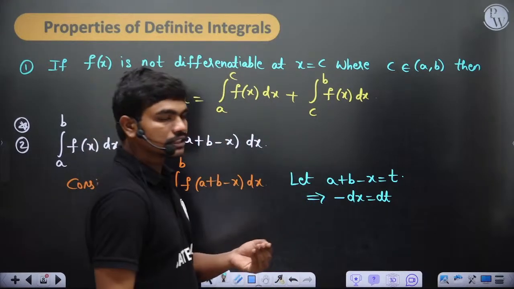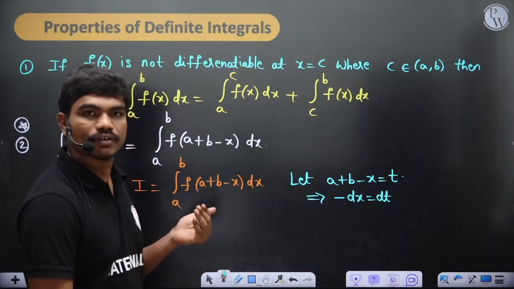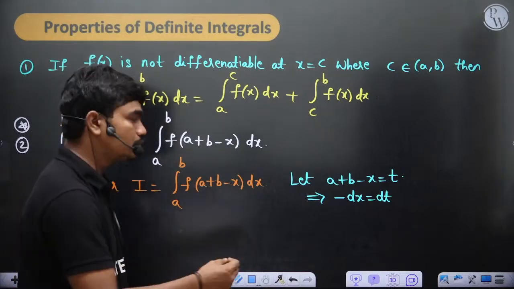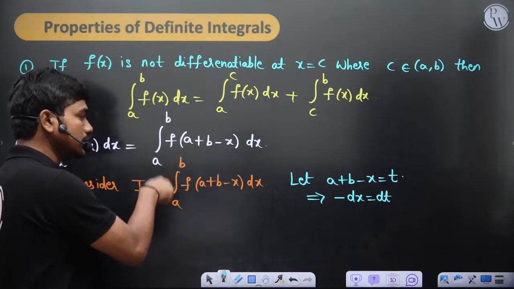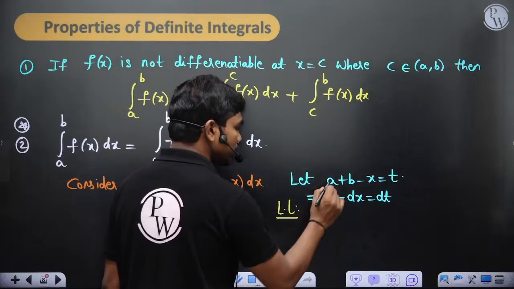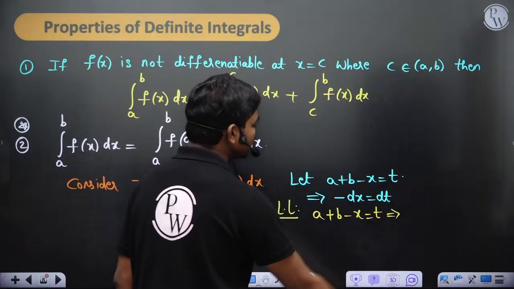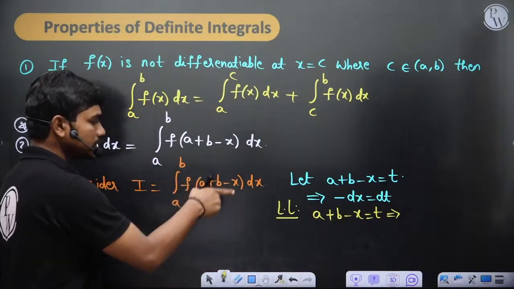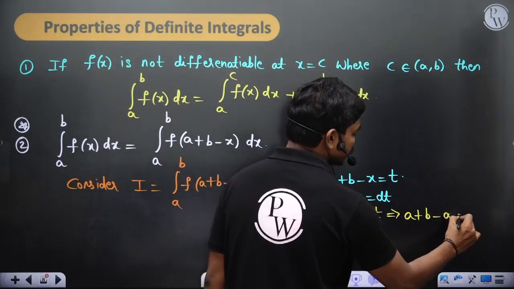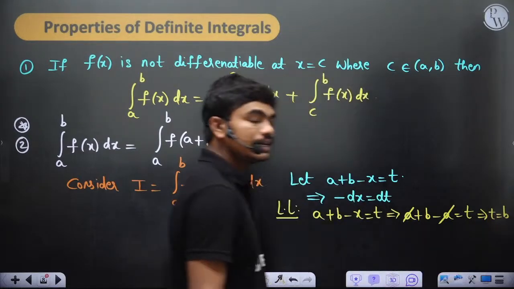Now in definite integrations, whenever you are making substitution, you should also change these limits accordingly. Many times people forget to do this and they end up with wrong answers. So in definite integrals, if you are putting any substitution, ultimately you have to change the limits as well. So in this case, what is the value of the lower limit? You know, a plus b minus x is equal to t. So the lower limit of x is a. So a plus b minus a is equal to t. So t is equal to b. So this is the new lower limit in case of t integration.